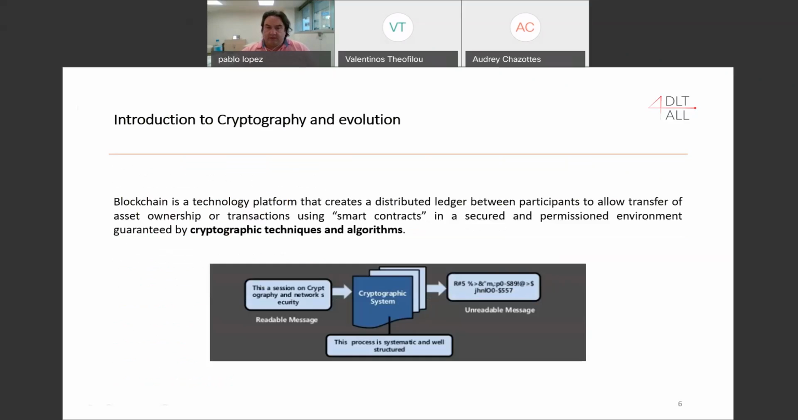As we all know, blockchain is a technology platform that creates a distributed ledger between participants to allow transfer of asset ownership or transactions using smart contracts in a secure and permissioned environment guaranteed by cryptographic techniques and algorithms. We all know that blockchain was in the mouths of a lot of people. During 2016, 2017, and 2018, we lived a hype of blockchain, and we all thought that blockchain would save the world. It was part marketing, but also because of the power of blockchain.